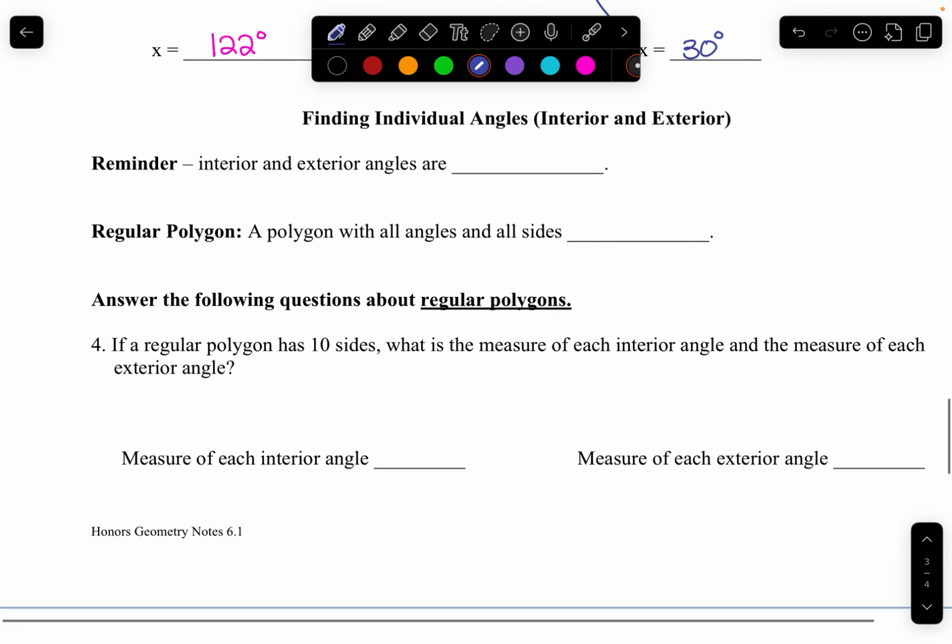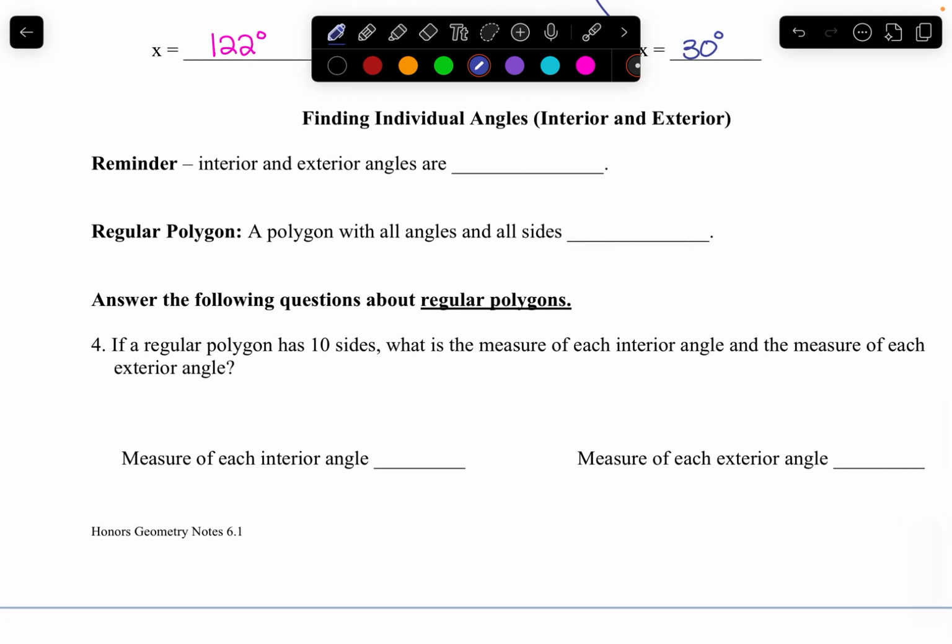All right, let's talk about finding individual angles. We've already talked about how to find the sum of all of your interior angles and the sum of all of your exterior angles, but we haven't talked individually about those angles that are interior or exterior. That's what we're going to do here. As a reminder, interior and exterior angles together are supplementary.